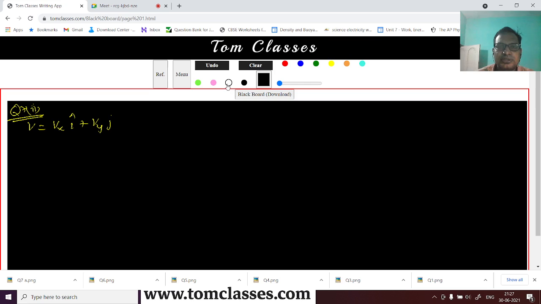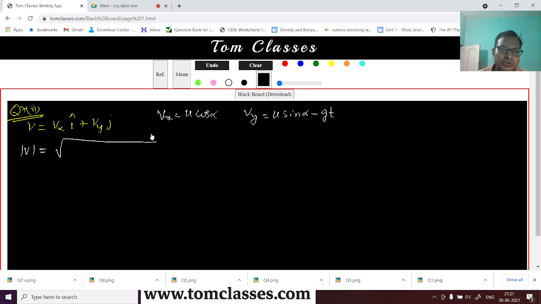Vx is u cos alpha, and Vy will be u sin alpha minus gt. Here we are only concerned with the magnitude of velocity so that we can sketch the graph. That is nothing but this square plus this square. So this will become u square minus 2 u gt sin alpha, plus g square t square.